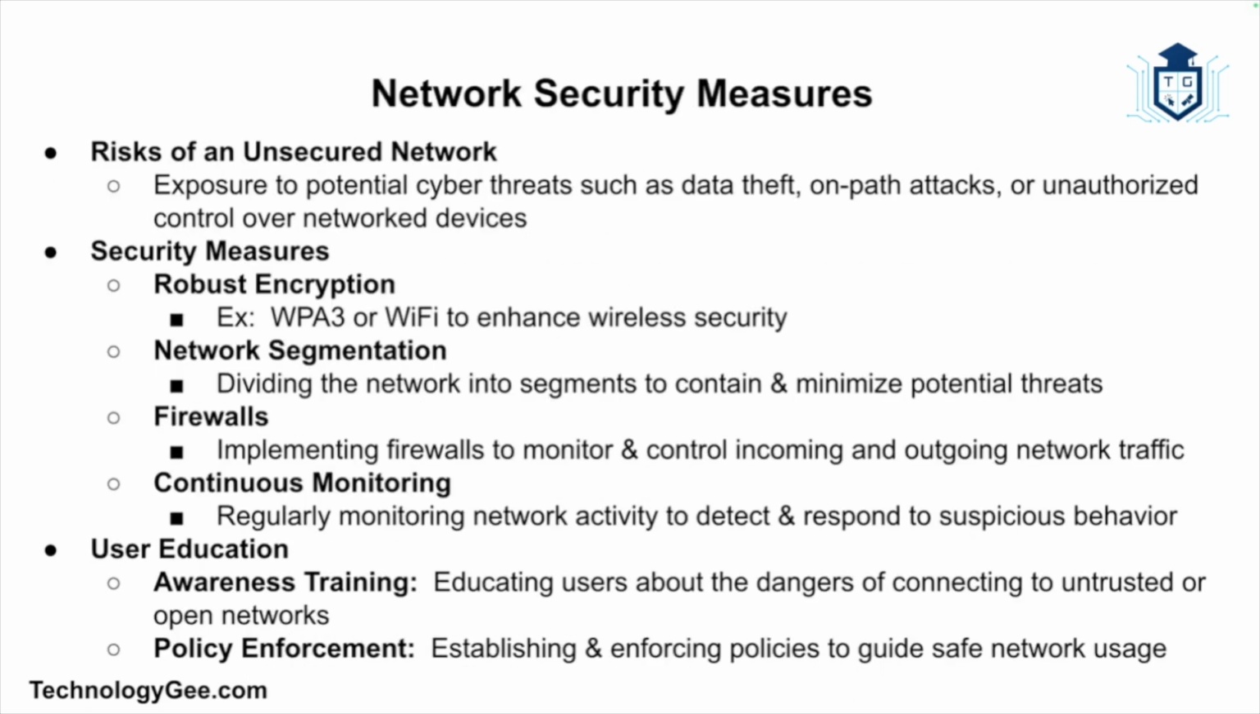Now, an unsecured network exposes an organization or individual to potential cyber threats like data theft, on-path attacks, or unauthorized control over network devices. Proper security measures such as robust encryption like WPA3 for Wi-Fi, network segmentation, firewalls, and continuous monitoring can all mitigate these risks. Also, educating users about the dangers of connecting to untrusted or open networks and enforcing policies to guide safe network usage are essential strategies for enhancing network security.